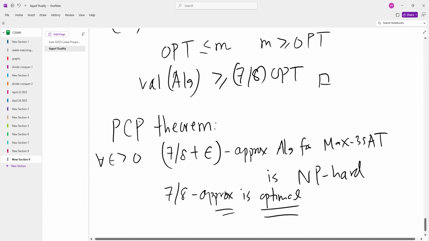It's not going to become a better approximation than this. It's optimal in the sense that you get the best ratio. You can't do better than that.